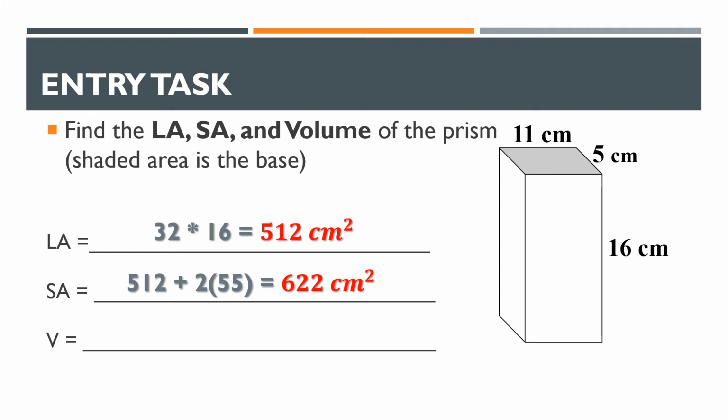And then for the volume, which I think is so much simpler, all you have to do is find the area of the base and multiply times the height. So we already found that the area of the base was 55. We already knew that the height was 16, and that gets us the volume of 880 centimeters cubed.